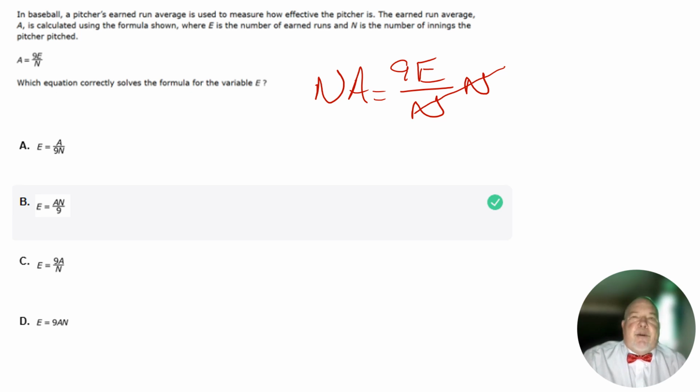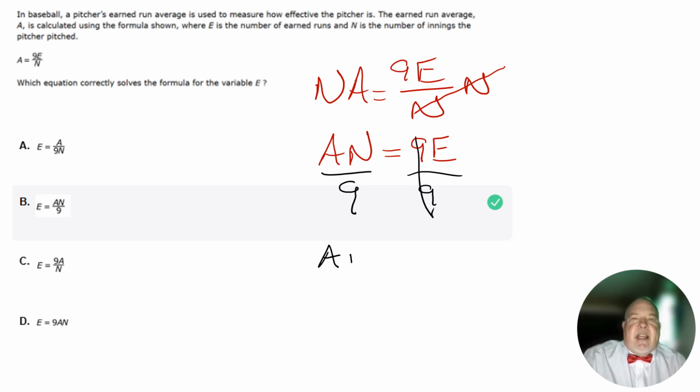This NA, I'm going to rewrite as AN. So typically when we have variables like this, more than one, we just put them in alphabetical order. And then I still have the 9E over here. So I'm almost there. I just need to get rid of the 9. This is 9 times E, so I'm going to do the opposite and divide both sides by 9. And so 9 over 9 is 1. That goes away. And what I'm left with is AN over 9 equals E.